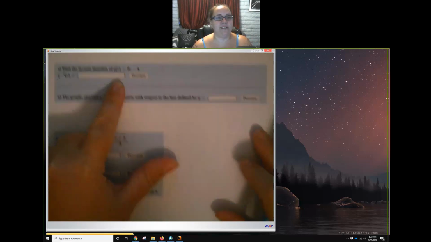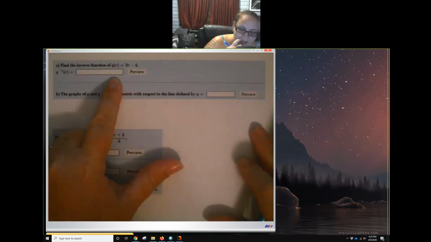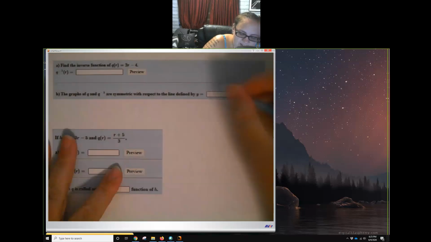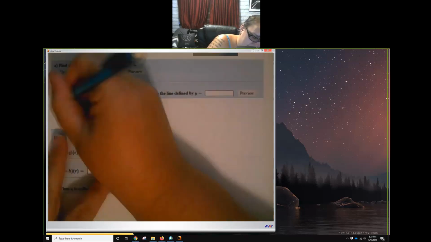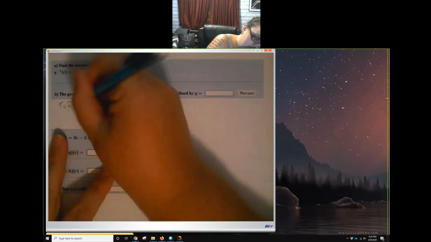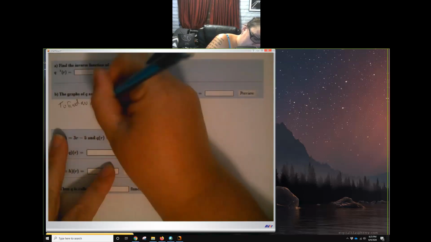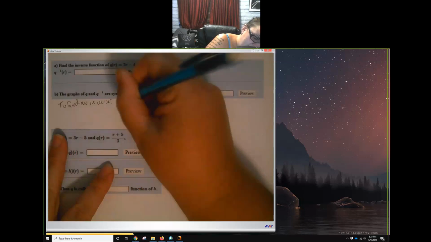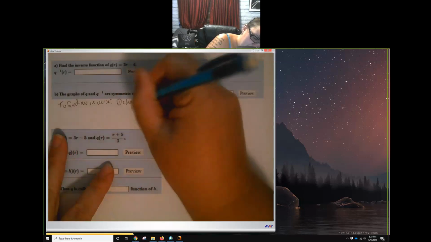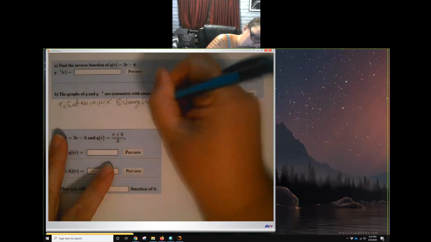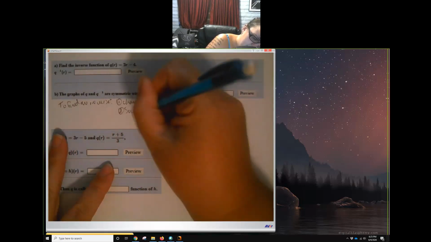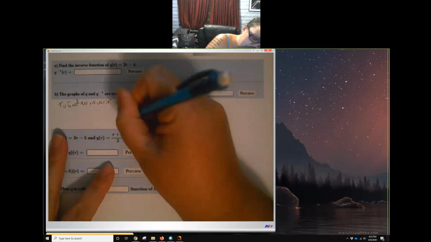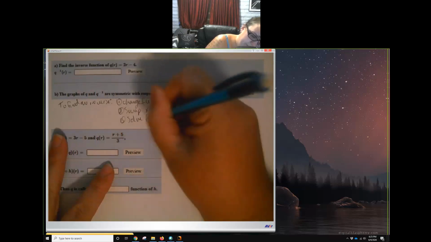I don't remember exactly how he explained the 3 steps, but the way that I always explained it is that the 3 steps to find an inverse are: you change f of x to y. You swap x and y. And then you solve for y.